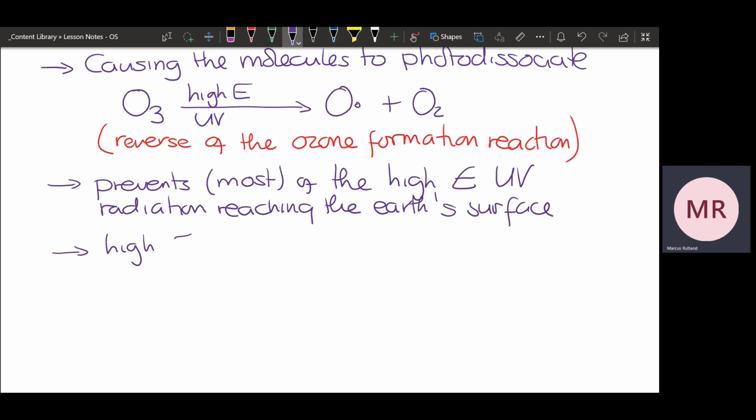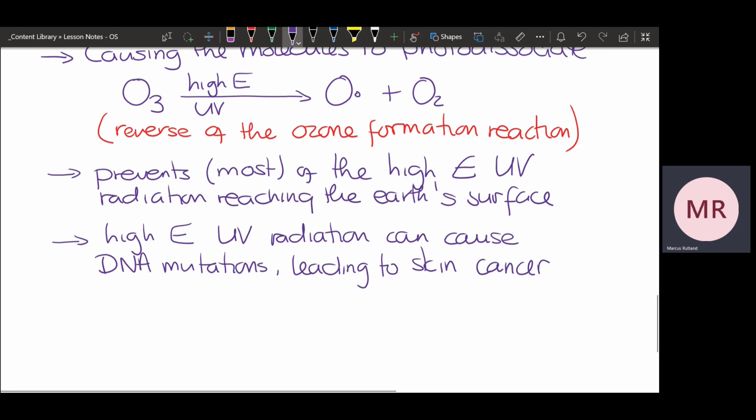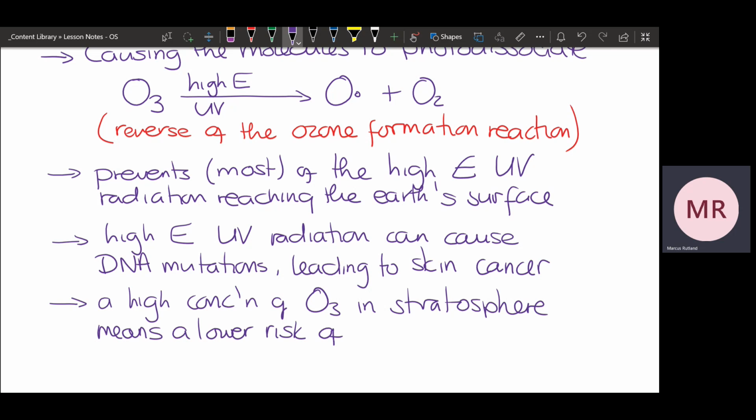The high energy UV radiation can cause DNA mutations. So bonds that it smashes can be in your cells, in the DNA, leading to skin cancer, etc. So the key idea is a high concentration of ozone in the stratosphere means a lower risk of skin cancer, which is a good thing.